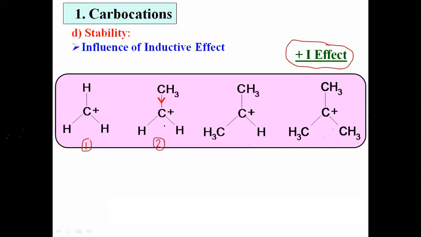It becomes stable. Why it becomes stable? Due to plus I effect of methyl group. Already central carbon is electron deficient.